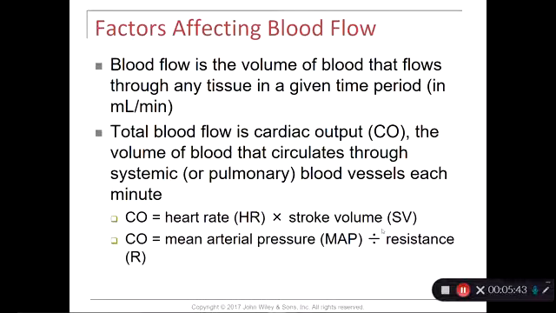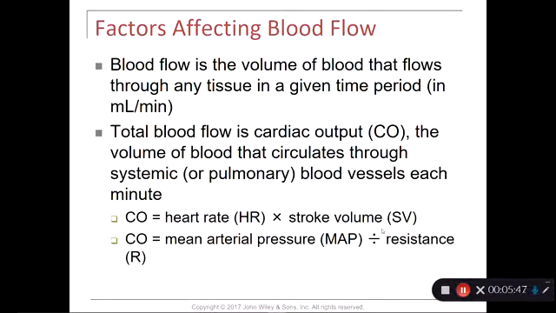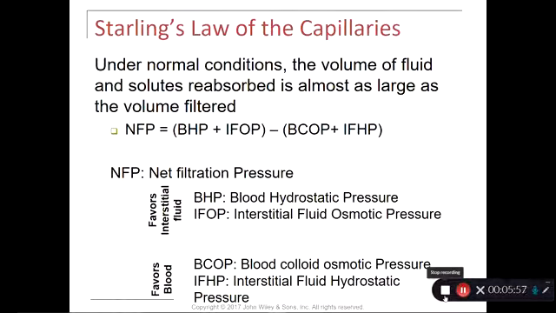Now, the things that affect blood flow. This is stuff that we're actually going to talk about for blood pressure and all that stuff. So I'm going to go ahead and pause there because I'm pretty certain this good old-fashioned Starling's law of capillaries is quite enough.